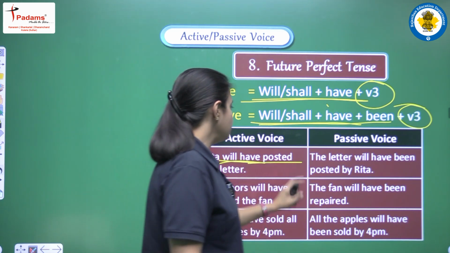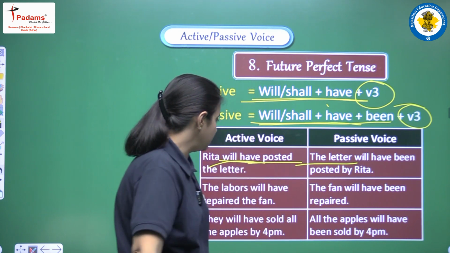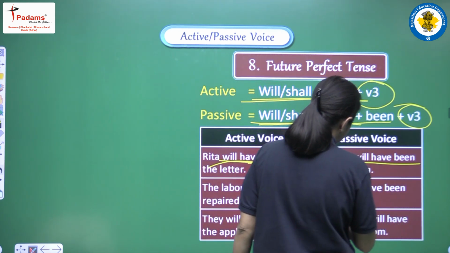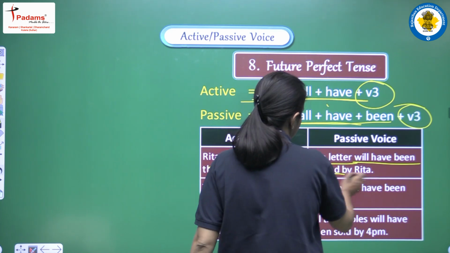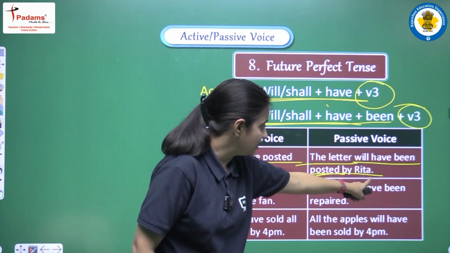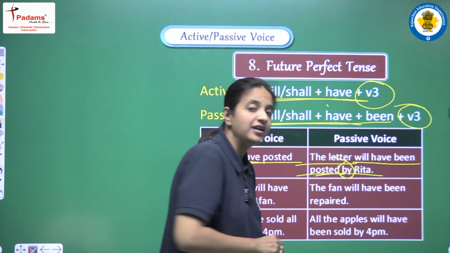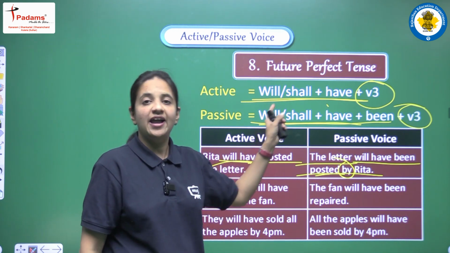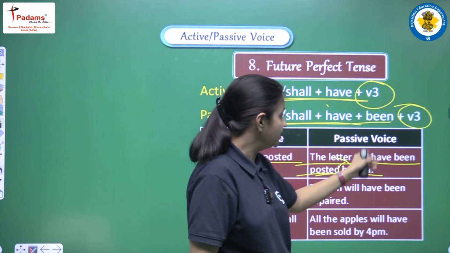Okay, so first of all we are writing the object, that is the letter, and then our helping verb, that is will have been, then the third form of the main verb, that is posted, and the subject, that is Rita, we are writing at the end of the sentence, and we are adding by here. So our sentence is, Rita will have posted the letter, and the passive voice will be, the letter will have been posted by Rita.